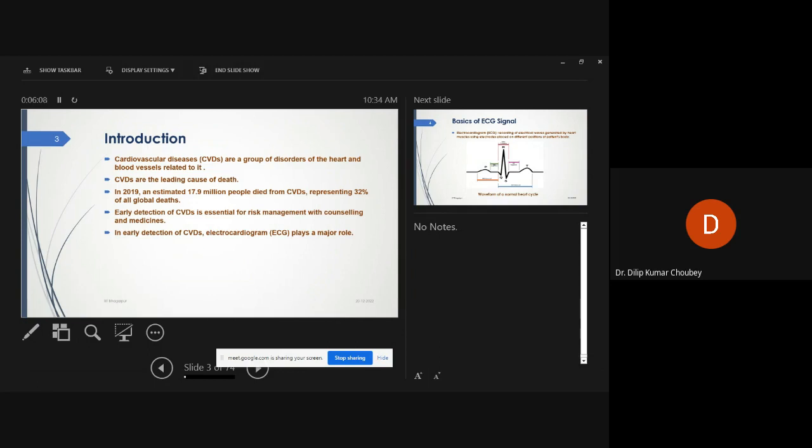And if we want to control and manage the risk, then early detection is necessary.